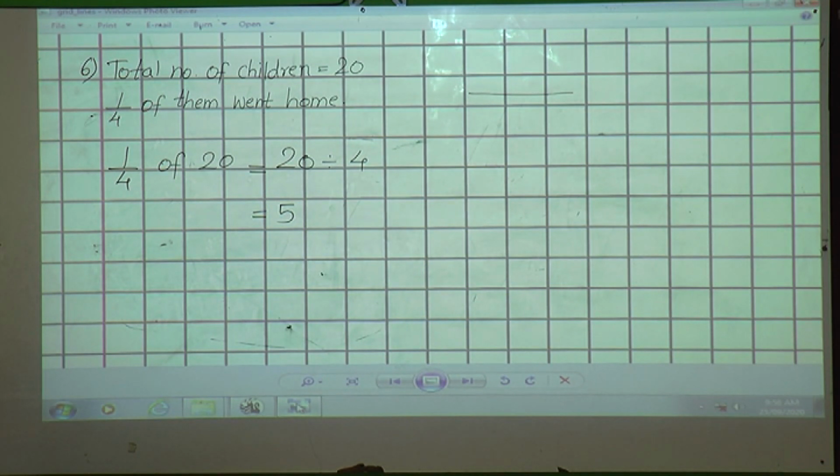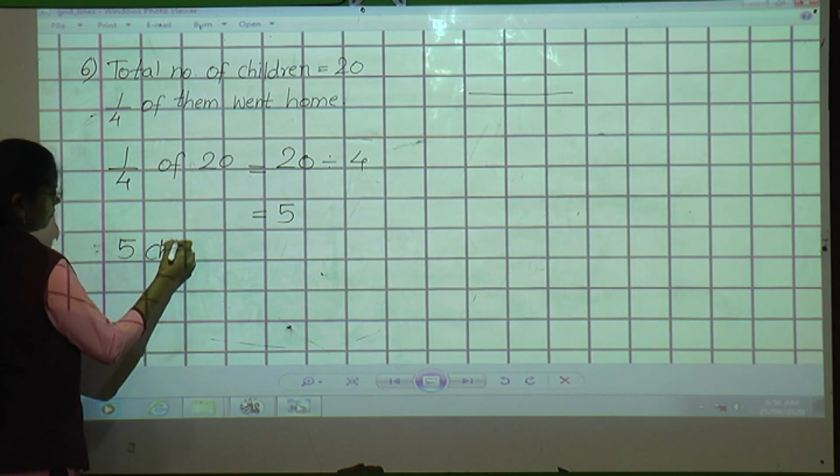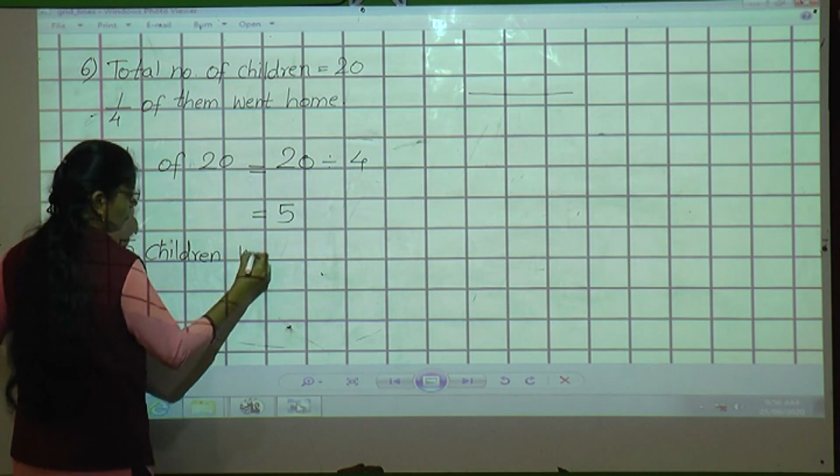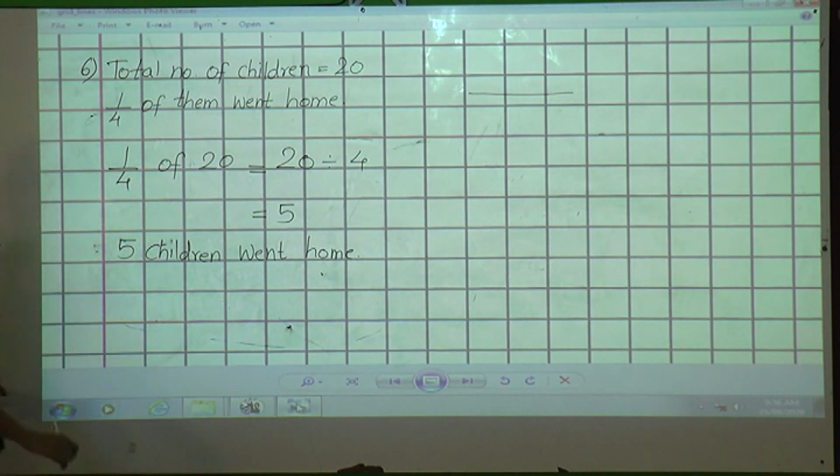So what is the answer? Yes, how many children went home? Yes, 5 children went home. In this way, you can write the answer. See, total number of children, there were 20 children. Okay? And out of 20, 1/4 of them went home. 20 children were playing in the park. After some time, 1/4 of them went home. And we have to find out the number of children who went home.